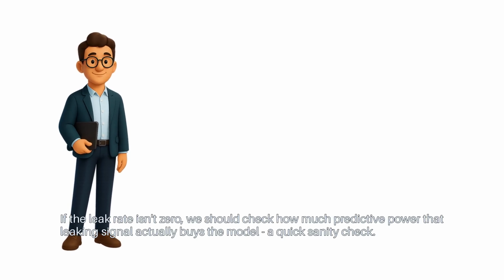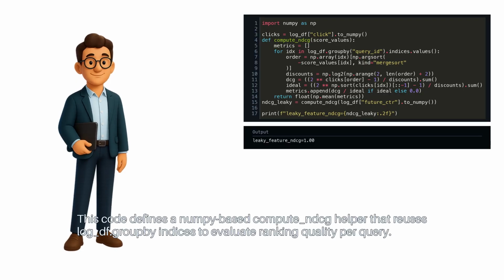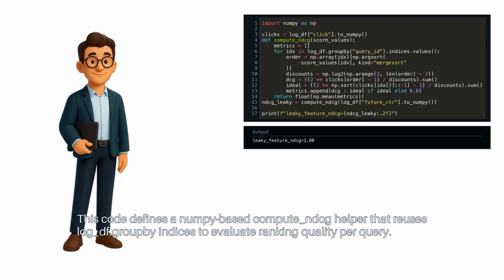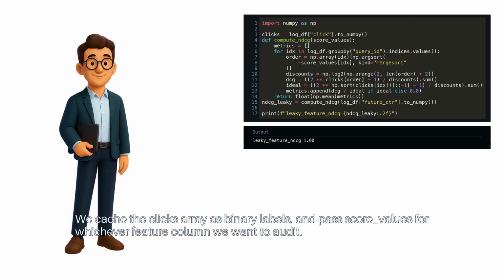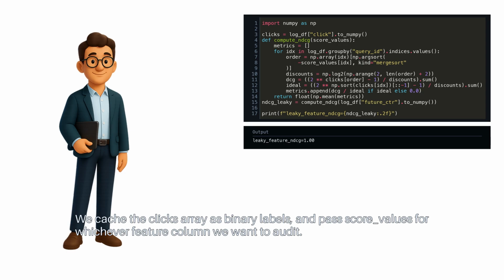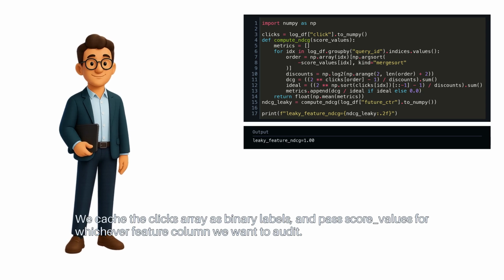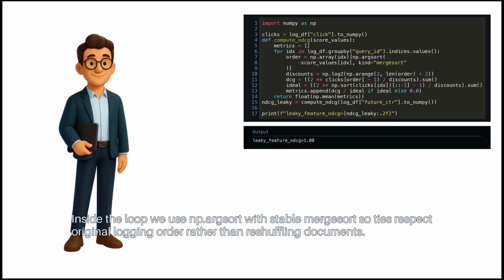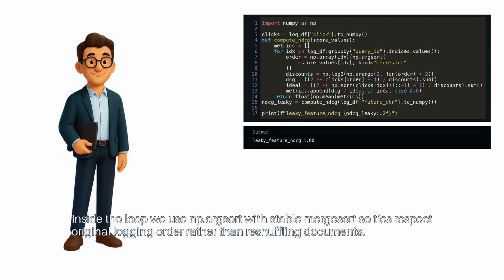A quick sanity check. This code defines a NumPy-based compute NDCG helper that reuses logdf.groupby indices to evaluate ranking quality per query. We cache the clicks array as binary labels and pass score values for whichever feature column we want to audit. Inside the loop, we use np.argsort with stable mergesort, so ties respect original logging order rather than reshuffling documents.